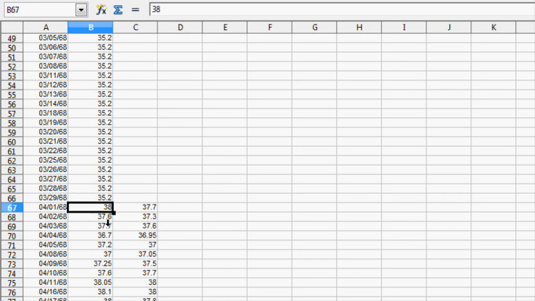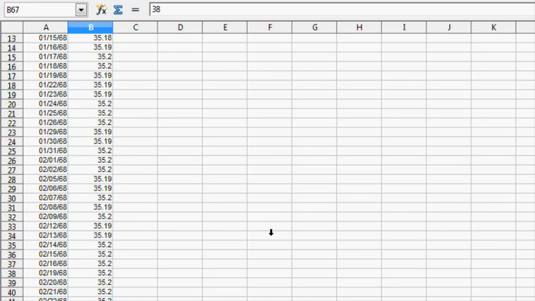And then on the 1st of April, it went from $35.20 up to $38. That's a gain of $2.70 or about 6% or so. So that's when things really got active.